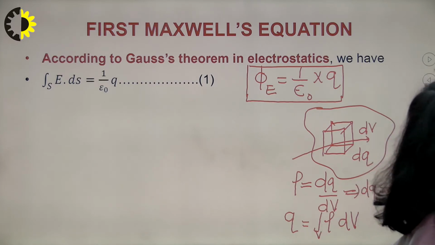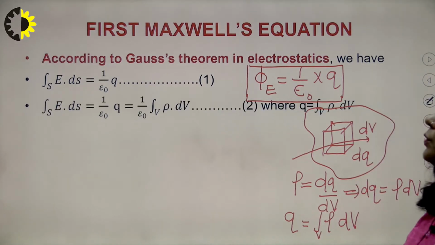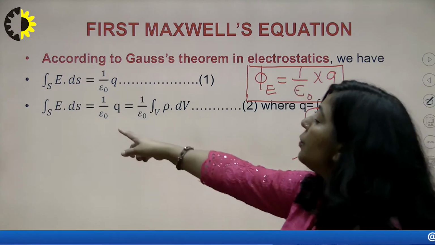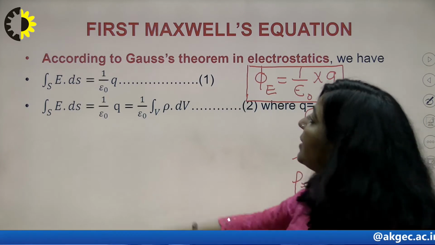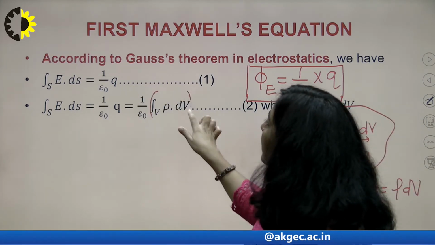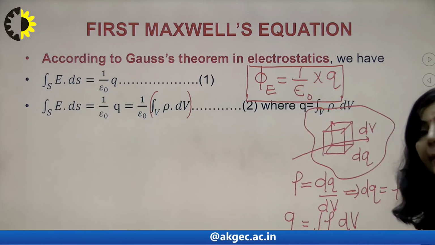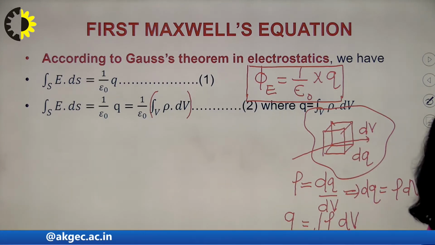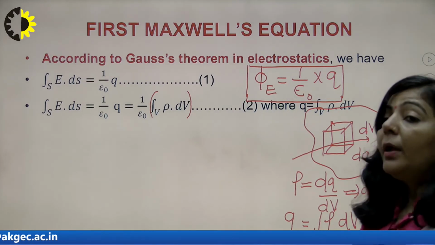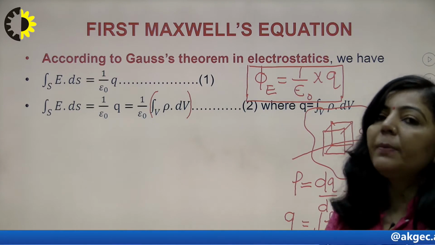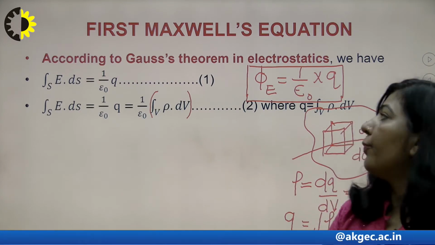So next step is, what you have to do? You have to represent each and every term in integral form. So you have surface integral of E as 1 upon epsilon naught Q, and Q can be written as volume integral of rho. And how you are getting that? I have given the explanation here, where Q is volume integral of rho. I hope this particular point is clear, right? So electric flux is always represented as surface integral of E. Charge is always represented as volume integral of rho. Next step.